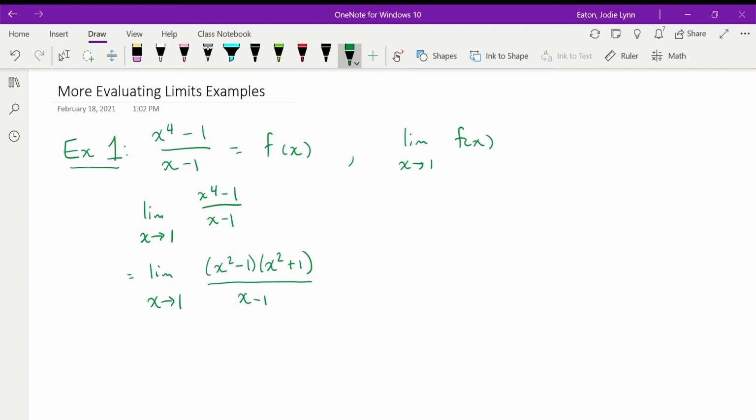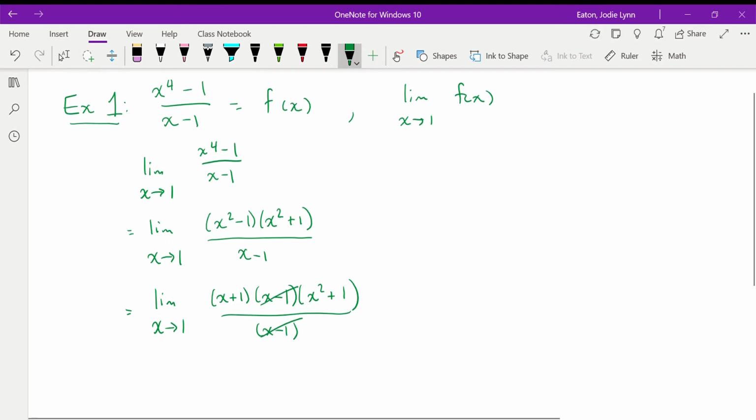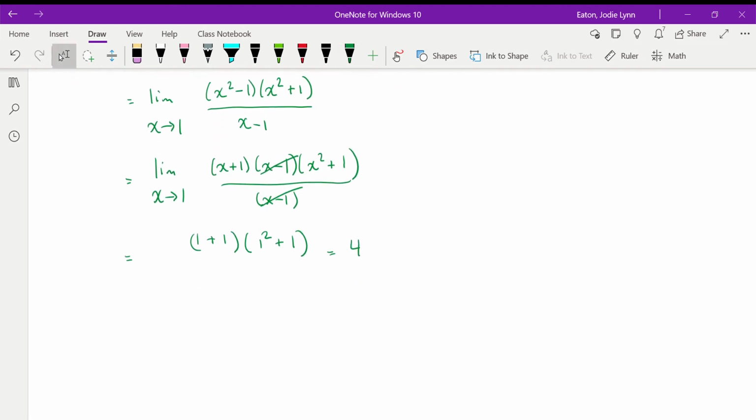Now the x squared minus 1 is going to factor further. This is equal to the limit as x approaches 1 of x plus 1 times x minus 1 times x squared plus 1, all of that over x minus 1. Lo and behold, we have an x minus 1 that cancels. So here we get the limit as x approaches 1 of x plus 1 times x squared plus 1. So this is equal to 1 plus 1 times 1 squared plus 1, which equals 2 times 2, which is equal to 4. All right, not so bad.